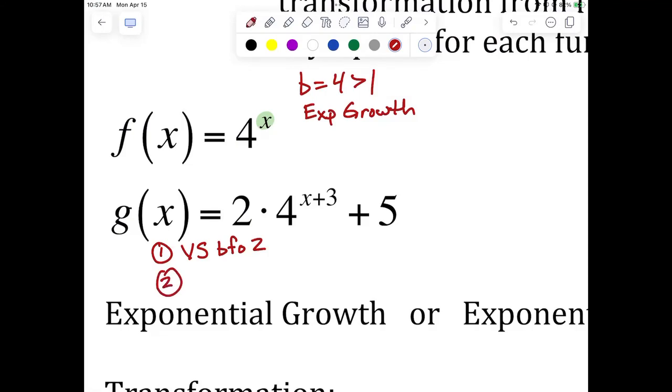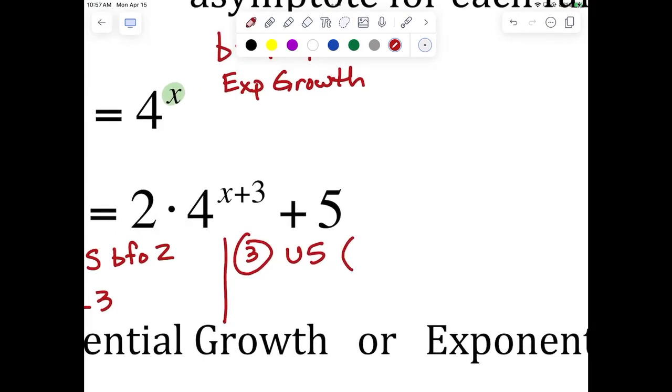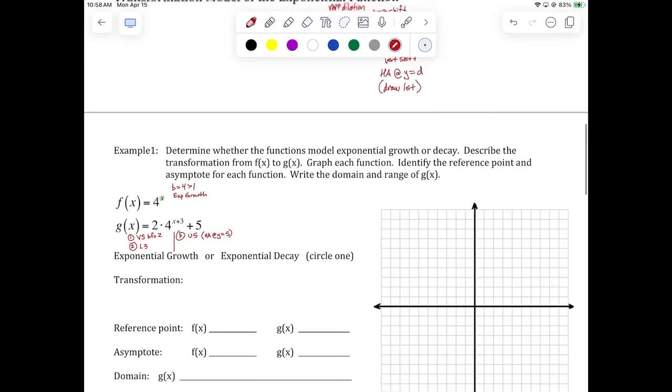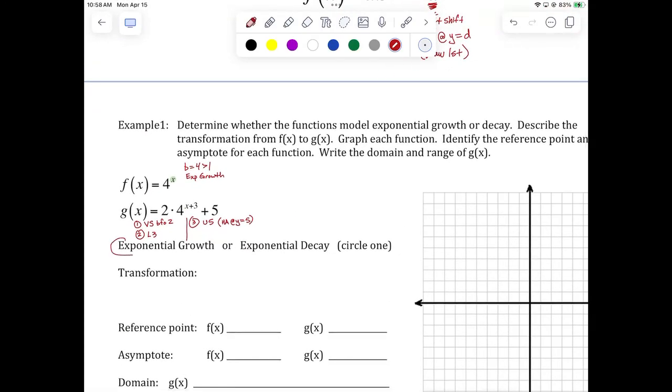All right, what does the plus 3 do? Left 3. We'll just put L3. And then what does the plus 5 do? Up 5. Now, I'm going to put U5, and then in parentheses, I'm going to put ha at y equals 5. We know right away that there's a horizontal asymptote at y equals 5. All right, it says exponential growth or decay, circle one. Okay, I'll circle exponential growth.